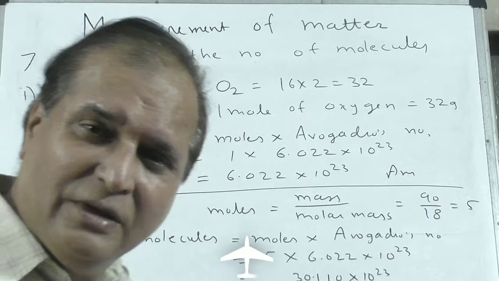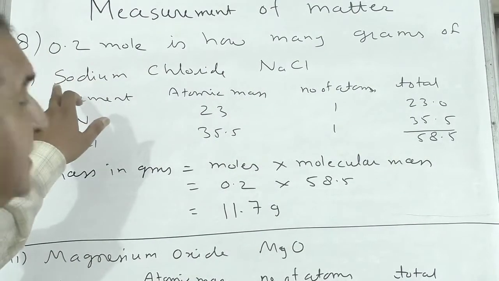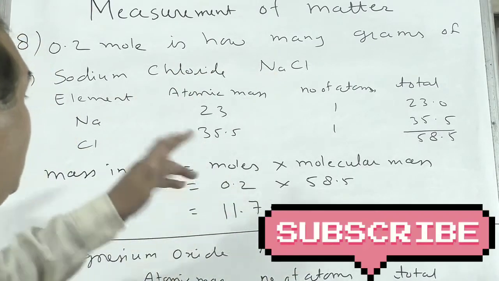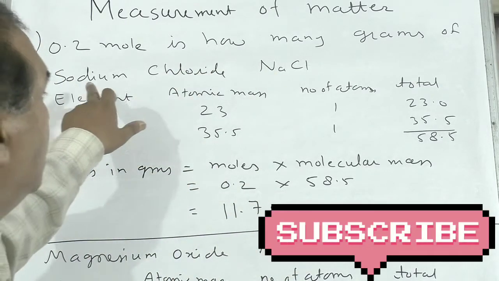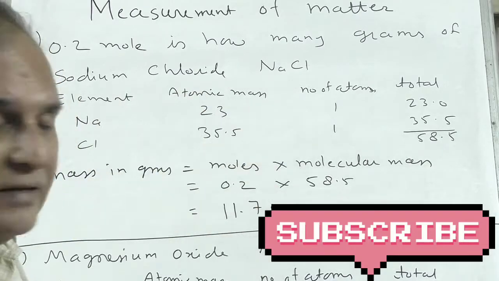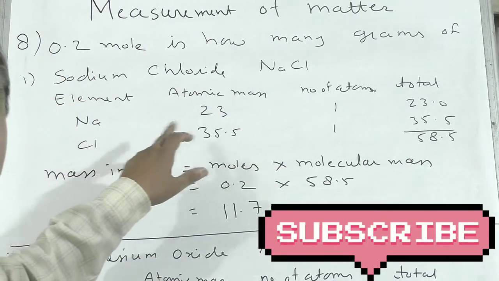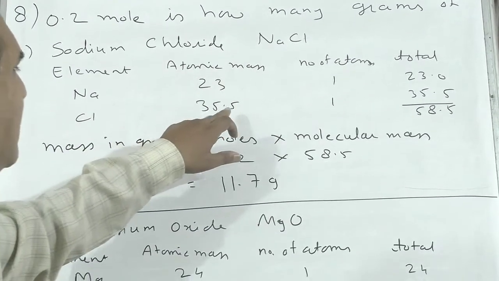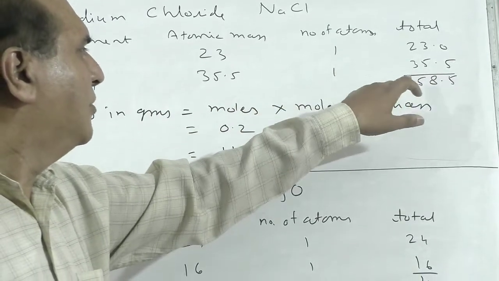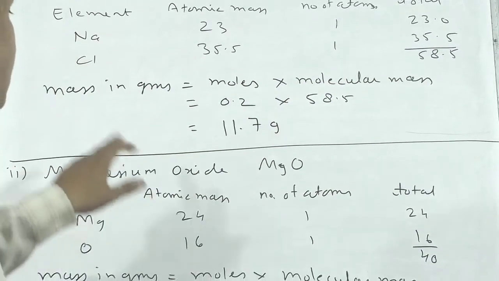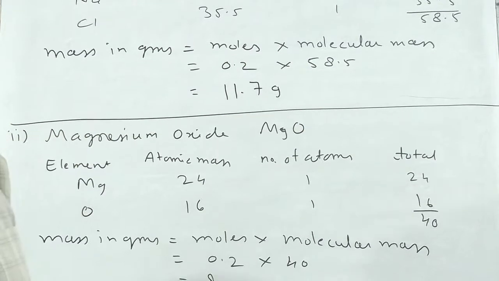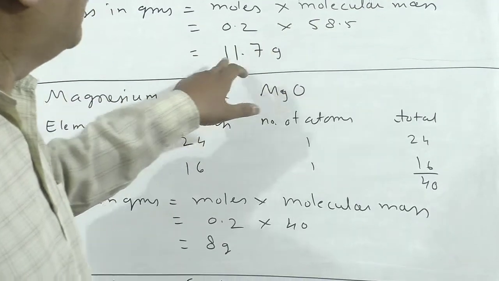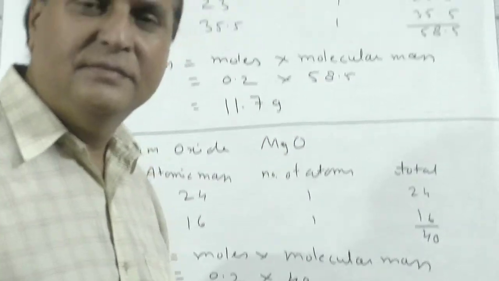The last sum, question number 8, the last question. 0.2 mole is how many grams of what? Here the first molecule given is sodium chloride, NaCl. Find the molecular mass of NaCl: 11, 23, 35.5, that is 58.5. The formula mass in gram is moles into molecular mass. Number of moles 0.2 for all. Molecular mass 58.5, so 11.7 gram. Understood?